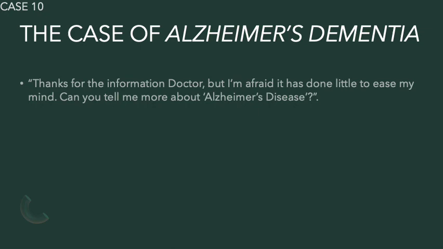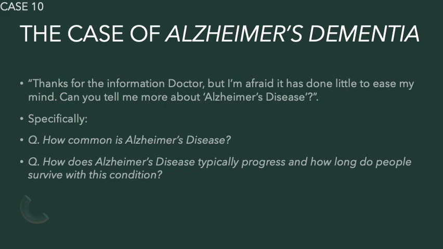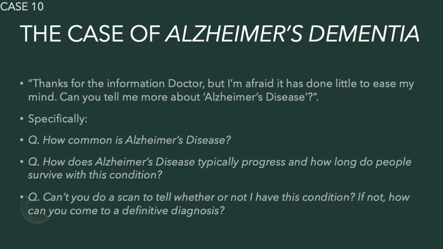Thanks for the information, Doctor. I'm afraid it has done little to ease my mind. Can you tell me more about Alzheimer's disease? Specifically, how common is Alzheimer's disease? How does Alzheimer's disease typically progress, and how long do people survive with this condition? Can't you do a scan to tell whether or not I have this condition? If not, how can you come to a definitive diagnosis?